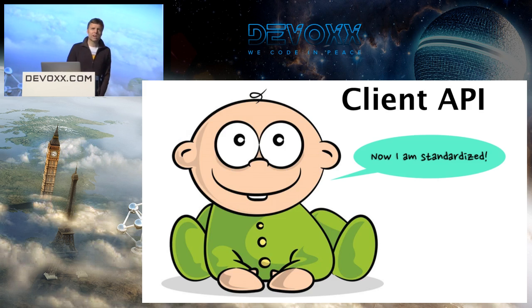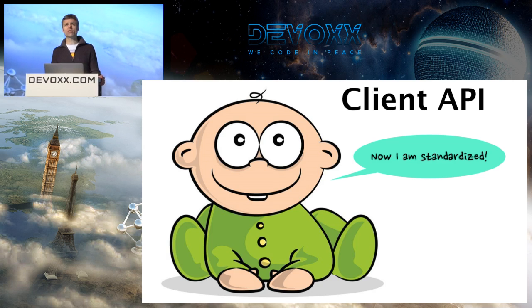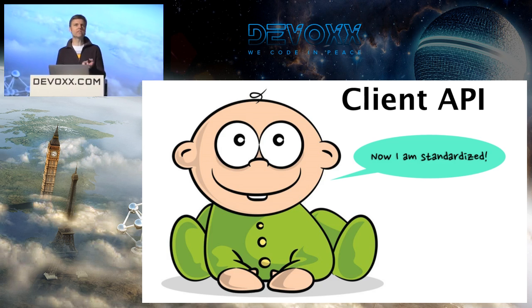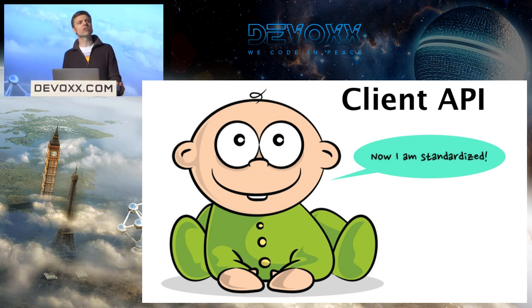The client API is basically a consolidation of the APIs that existed before, and the benefit now that it's standardized and going to be part of Java EE 7 is that you will have this API available in every Java EE 7 container, and you don't need to juggle around with additional classes and the corresponding dependencies.